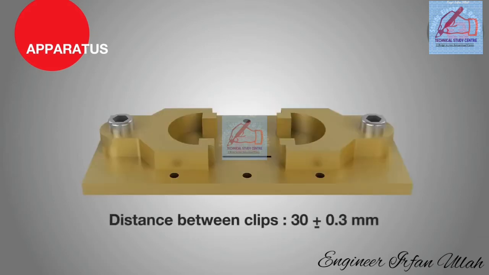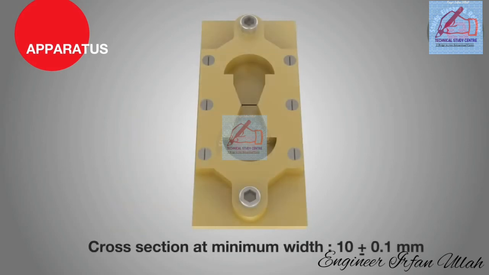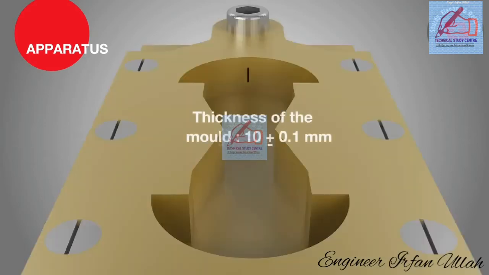Distance between clips 30 mm plus or minus 0.3 mm. Width at the mouth of clip 20 mm plus or minus 0.2 mm. Cross section at minimum width 10 mm plus or minus 0.1 mm. Thickness of the mold 10 mm plus or minus 0.1 mm.